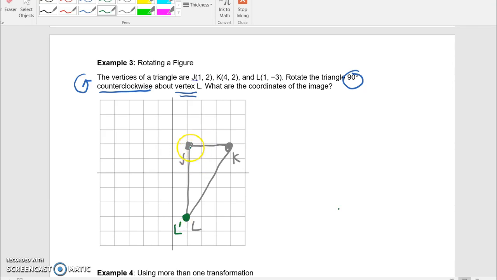Now, J and K are going to turn down, and I'm going to use the measurement of that side JL. So that is 1, 2, 3, 4, 5 units. So I'm going to take my pen and count 1, 2, 3, 4, 5 and put a dot there, and that's J prime. JK, that side length, is 3 units, so I need 3 units there. That is K prime. And now I'm going to connect them.